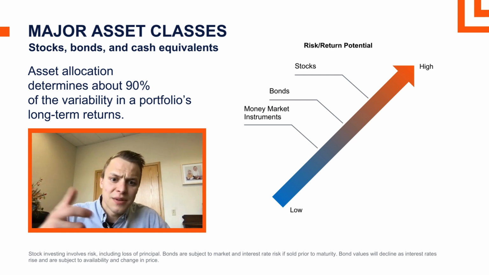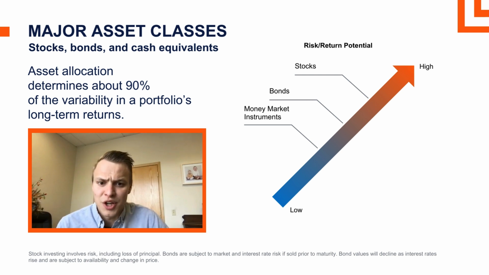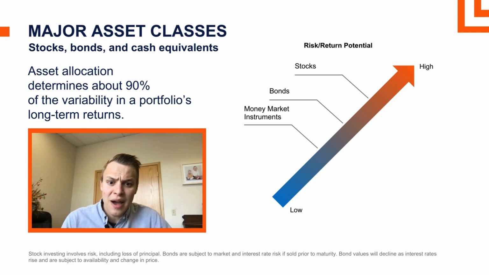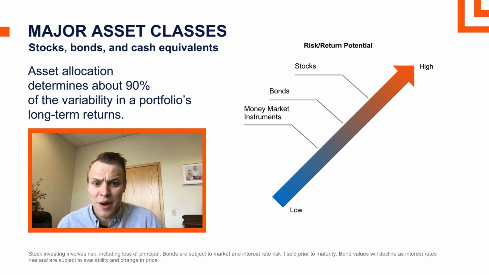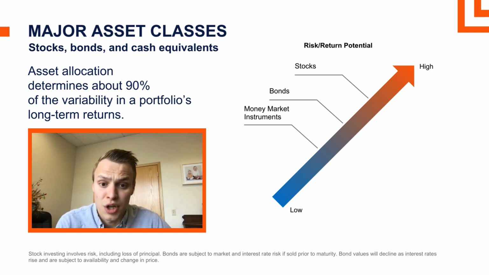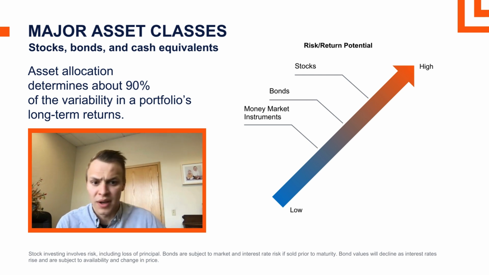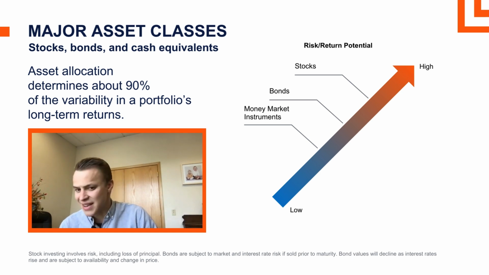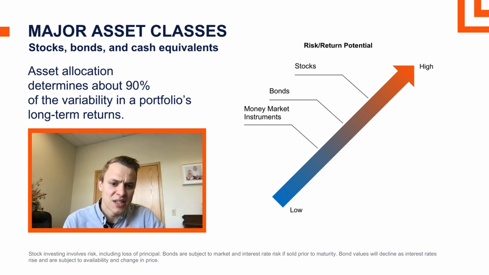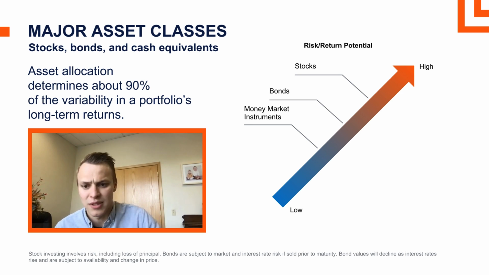So as you can see here, this is the risk return potential, the graph on the right. And this is talking about how asset allocation determines about 90% of the variability in a portfolio's long-term returns. So again, risk versus return, you can see stocks, bonds, and money market instruments. Those are the three basic categories that we just talked about: stocks, bonds, and cash equivalents.